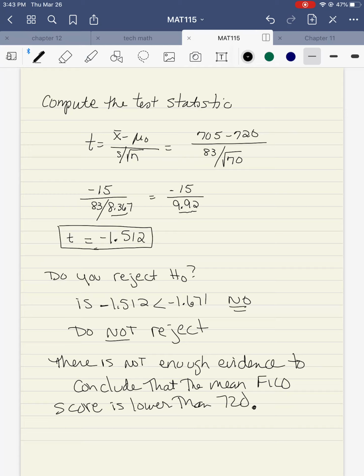So do you reject the null hypothesis? Basically you have your critical region is a negative 1.671. So all of this is the critical region. Here's your number here at a negative 1.512. That is not in the critical region. This is not less than negative 1.671, so no, do not reject. There is not enough evidence to conclude that the mean FICO score is lower than 720.